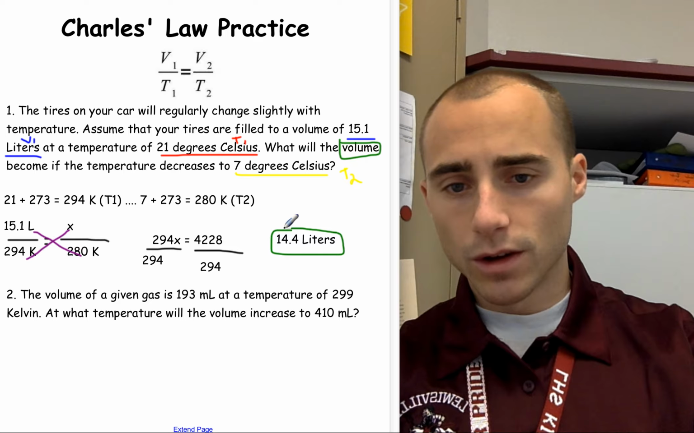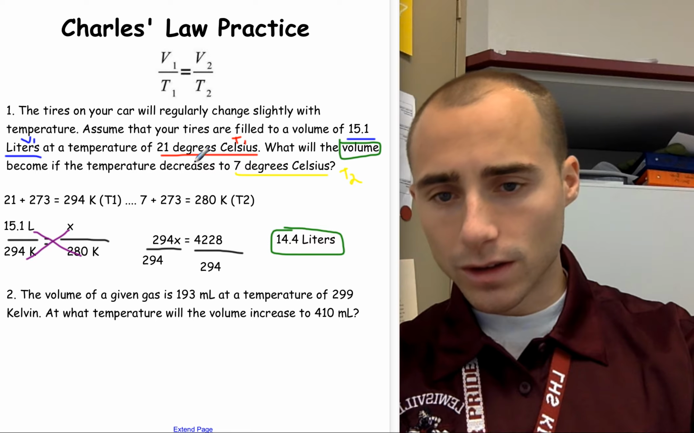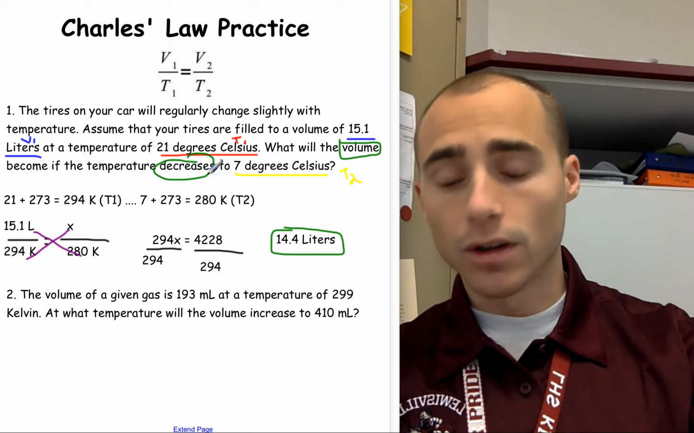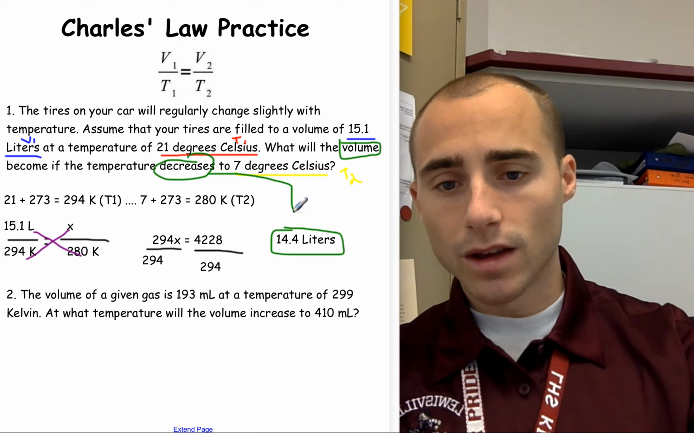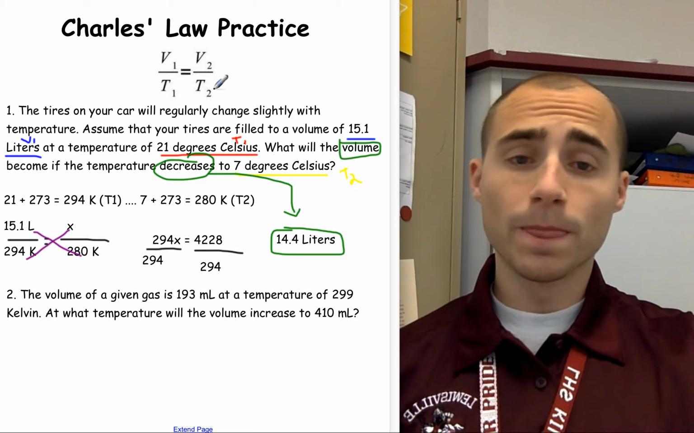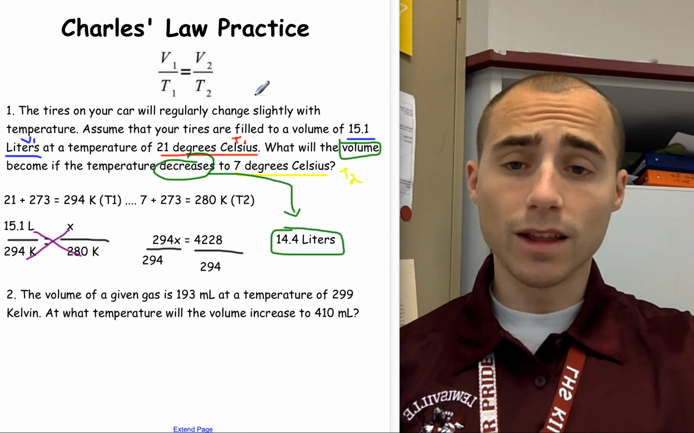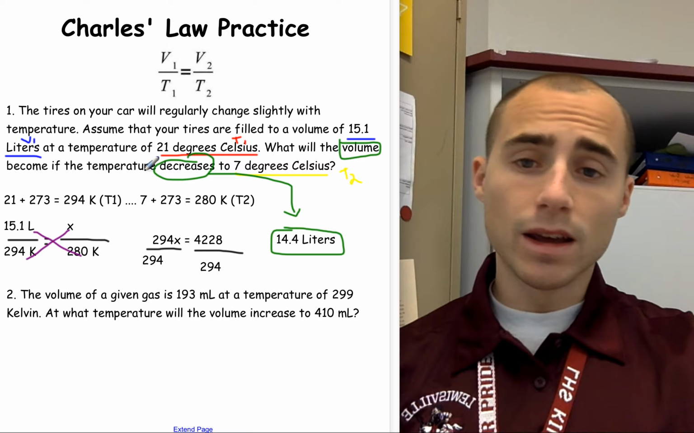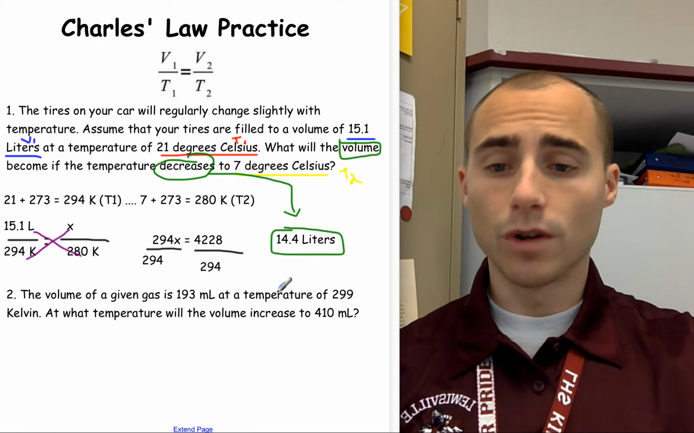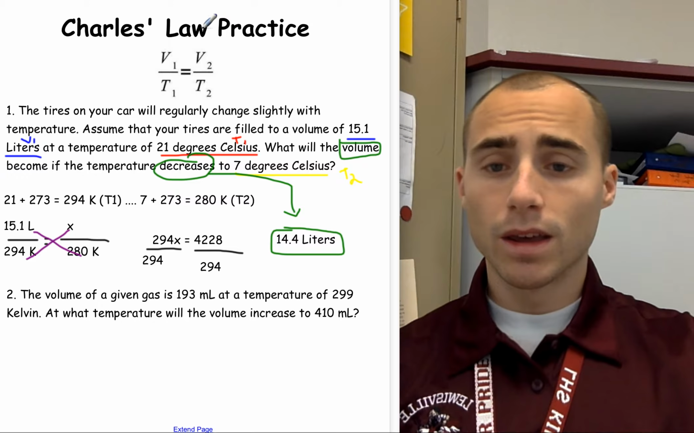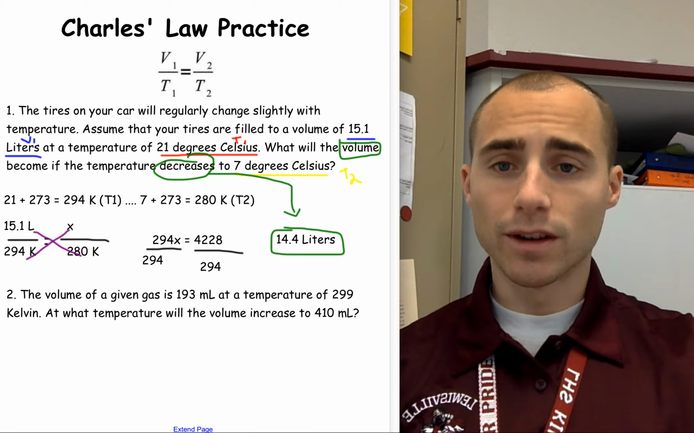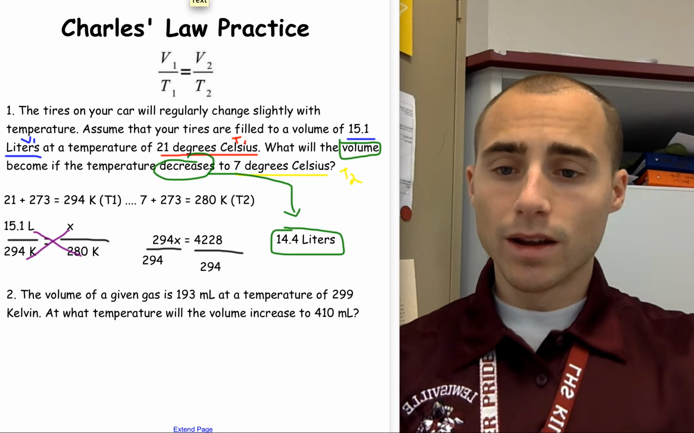Now one thing I want you to notice: our temperature decreased to 7 degrees and our volume decreased to 14.4, which means the relationship continues to work correctly, saying that as the volume decreases, the temperature will decrease, or the temperature to the volume, whichever way you want to look at it. Okay, let's go to our next one. Again, you should do this first, then come back and check your answer.